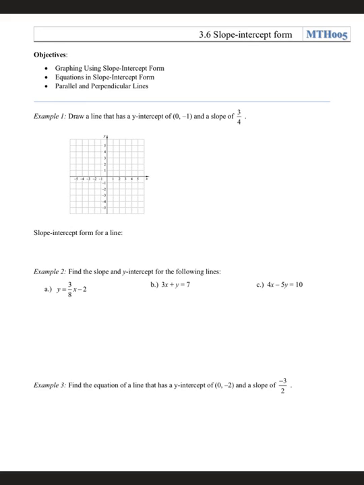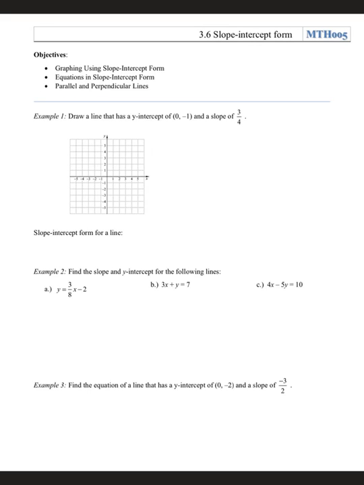Hello, Math 005. What we're looking at in this lesson is 3.6, which is the slope-intercept form. We have three objectives here: graph using the slope-intercept form, write equations in slope-intercept form, and then we're also going to start our talk about parallel and perpendicular lines.